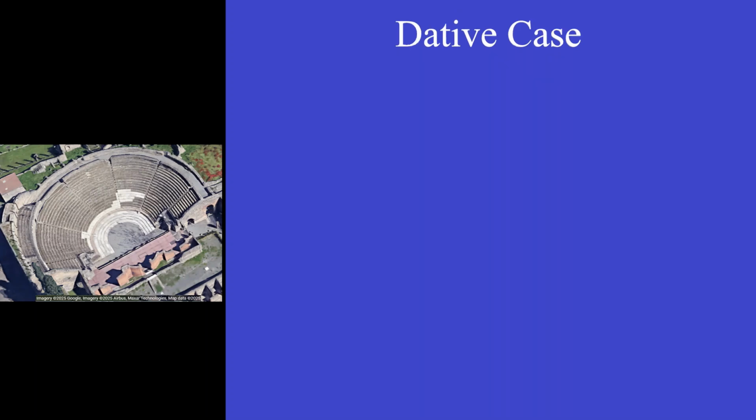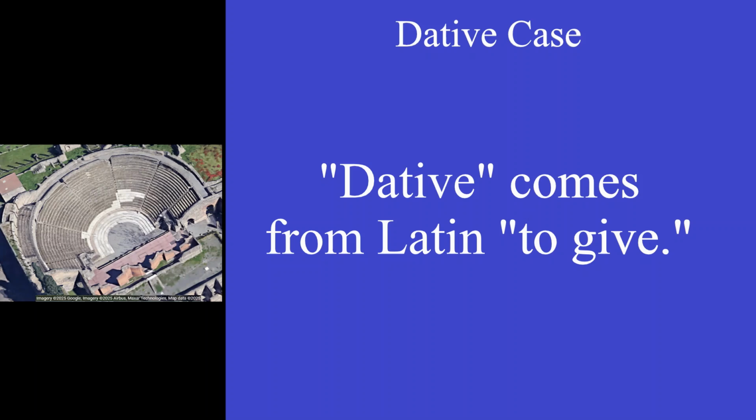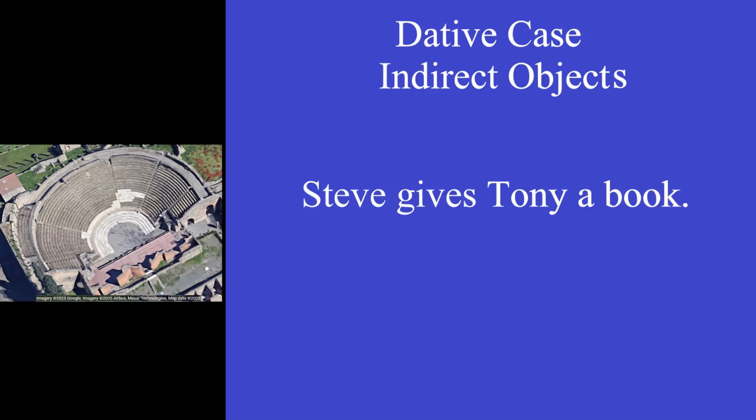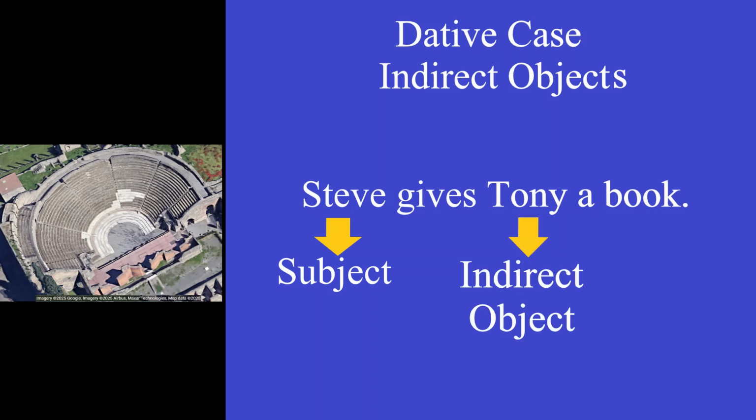The third case is the dative case. Dative means to give in Latin. It's often the indirect object of the sentence. So in English, if I say, Steve gives Tony a book, Steve would be the subject, while Tony would be the indirect object in the dative case, because something, in this case a book, is given to him.